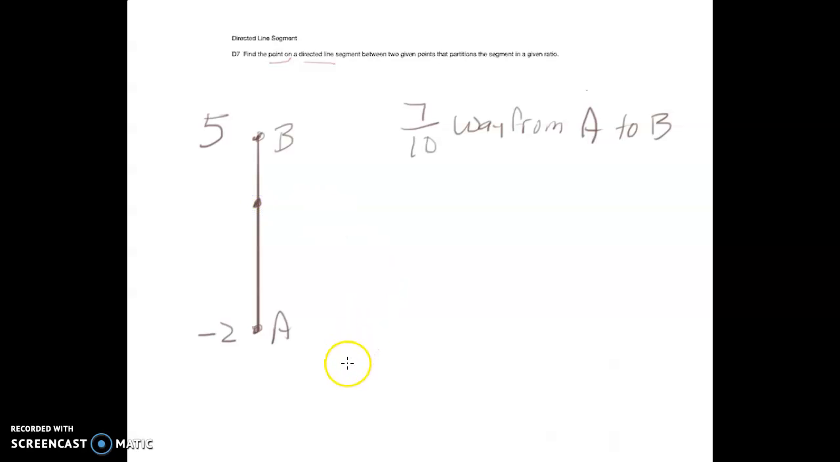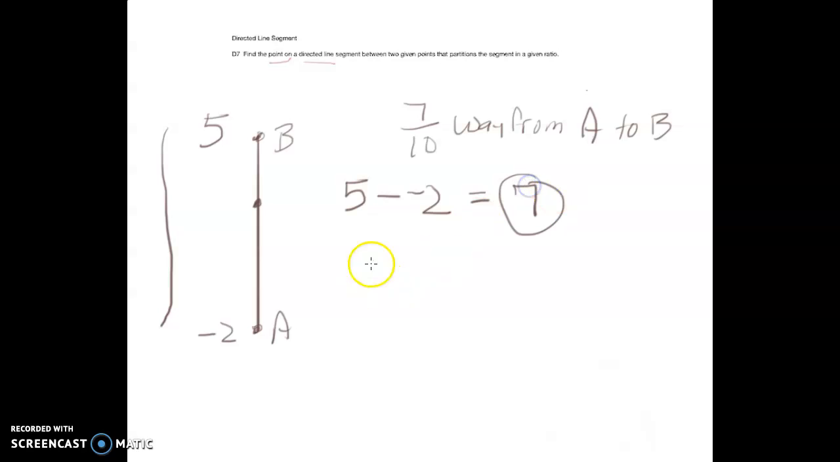Okay. Well, let's see. How are we going to do that? Well, first of all, we got to find the whole length. So, where I'm ending up minus where I started. Okay, this is called the directed line segment. Well, that's 7. That makes sense because it's 5 miles in Georgia, then 2 miles into Florida. Okay, I get that. Now, I got to figure out how far 7/10 of that distance is. Well, that's easy. I just go 7 times 7 over 10. Okay, you know, that's going to be 49 over 10, or 4.9.